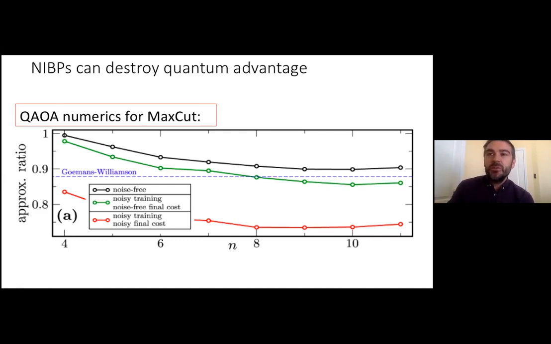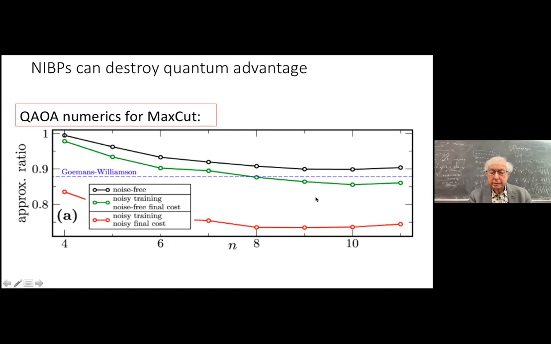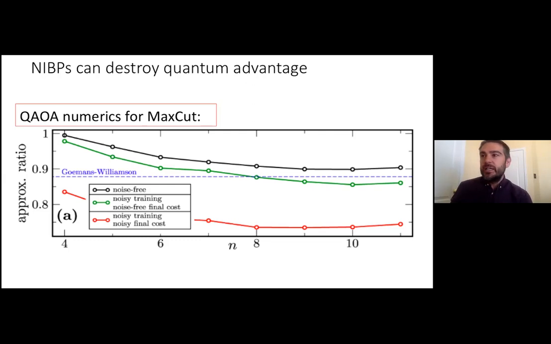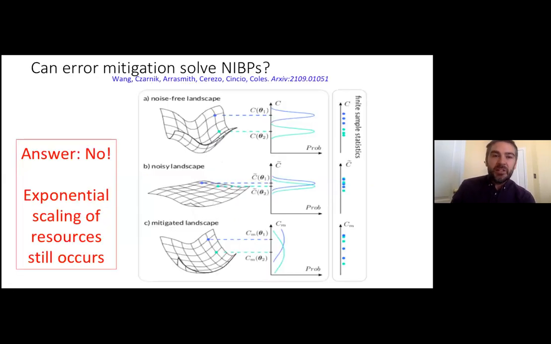But once I put in noise, so I just have noisy training, the noise hinders the training process because the landscape gets flatter and flatter. Even if I have noise-free final cost evaluation, as I increase the number of qubits, you can see that I dip below the blue line. So it looks like noise can actually destroy quantum advantage in these QAOA problems. And so noise-induced Barren plateaus is arguably the most important issue for this paradigm of variational quantum algorithms. And you might ask, well, can error mitigation solve noise-induced Barren plateaus?